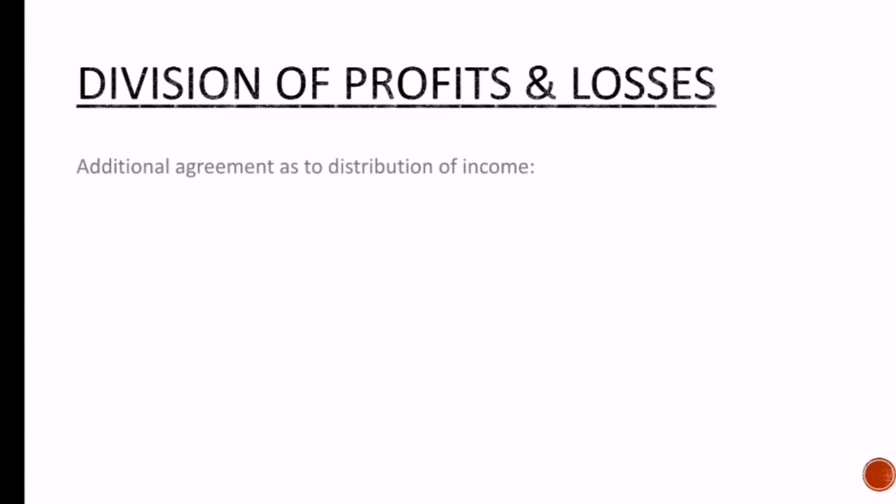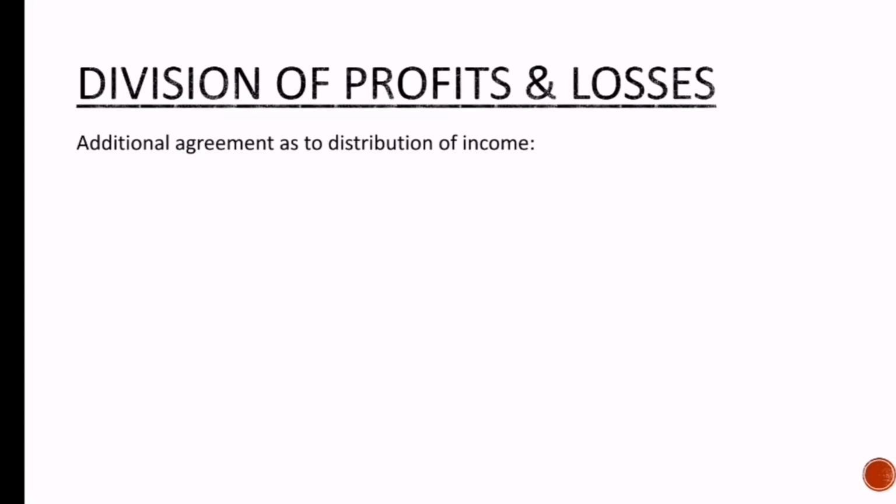So, anyways, aside sa profit or loss ratio na napag-agreehan ng mga partners, pwede silang mag-agree additionally as to distribution of income. So, remember, batas sa mga partners ang agreement nila. So, kung ano yung napag-agreehan nila ng mga partners, yun yung masusunod sa partnership. So, itong 3 items na to, pwede raw itong pag-agreehan ng mga partners as to distribution of income.